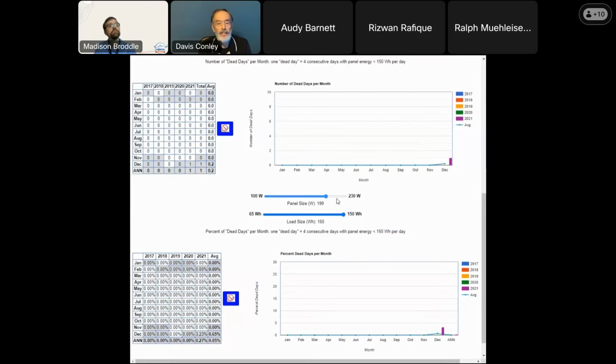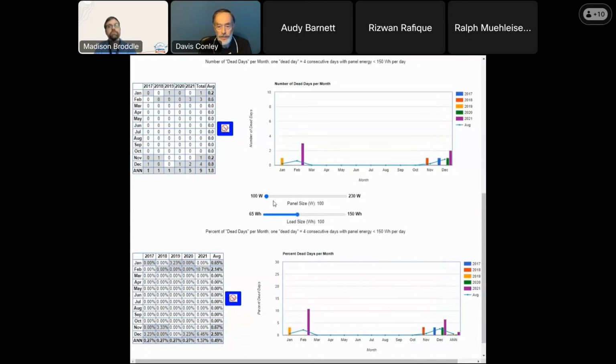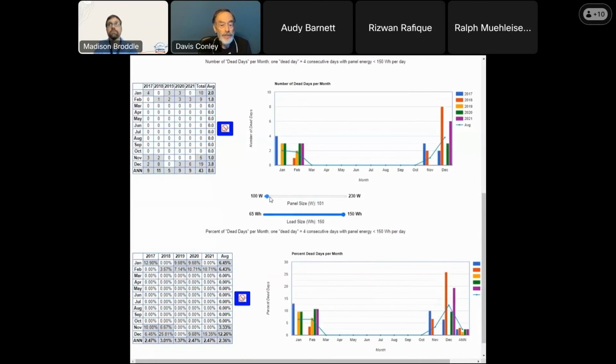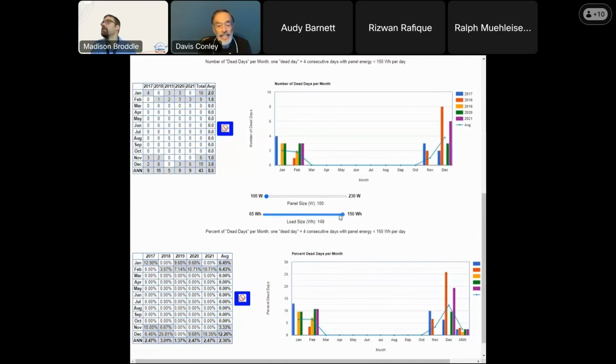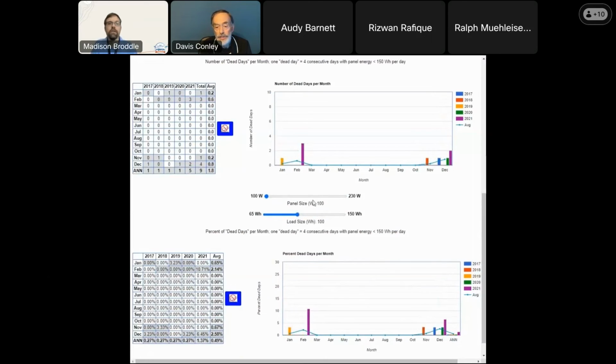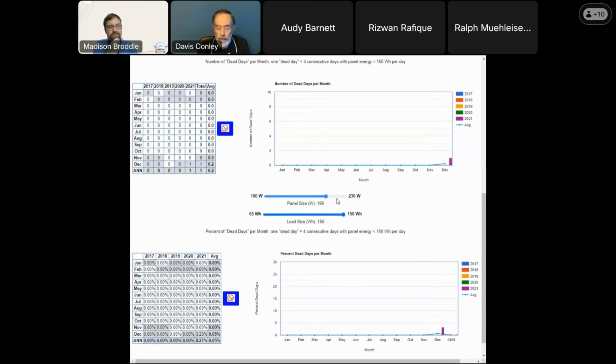On my product, I've added a couple of sliders so that you can just play with adjusting the panel size and reducing the load. You can mix and match those until you find the sweet spot of what you can afford to build. Of course, you could increase your battery storage by increasing the number of days in a dead day. But again, battery storage is the most expensive component of a PV system, and you want to try to find other ways to do it.